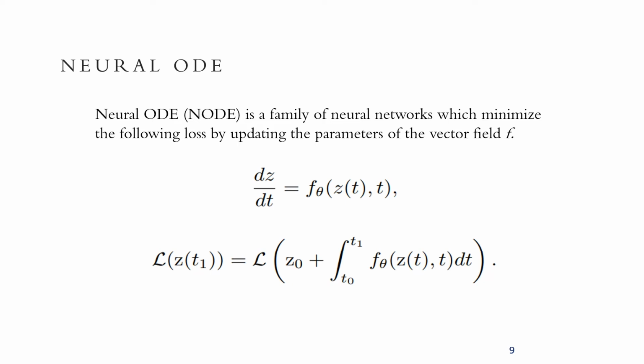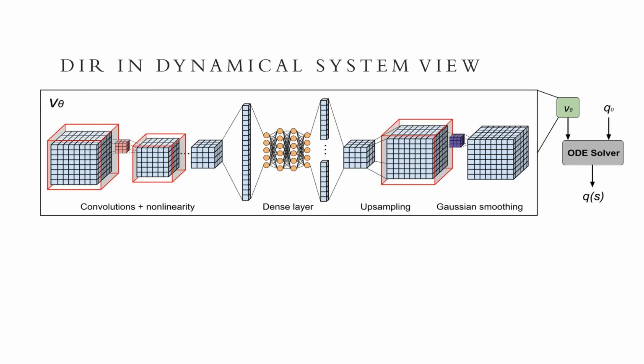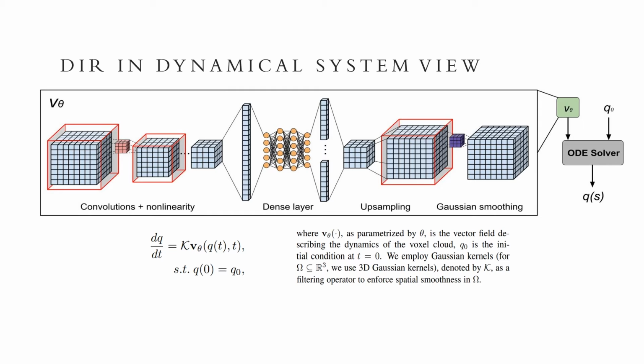We start our method from general neural ODE. Neural ODE is a family of neural networks which minimize the following loss by updating the parameters of vector field F. Our work borrows intuition from dynamical systems and treats the trajectory of the entire voxel cloud as the solution to an ordinary differential equation, shown on the left. V theta, parameterized by the network, is the vector field describing the dynamics of the voxel cloud Q. Q0 is the initial condition at t equal to 0.